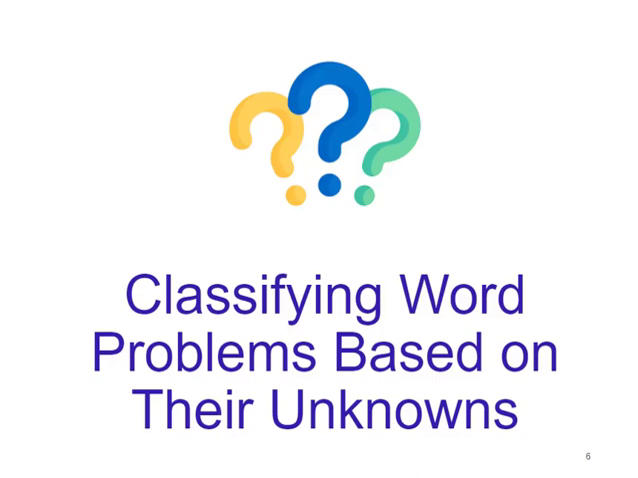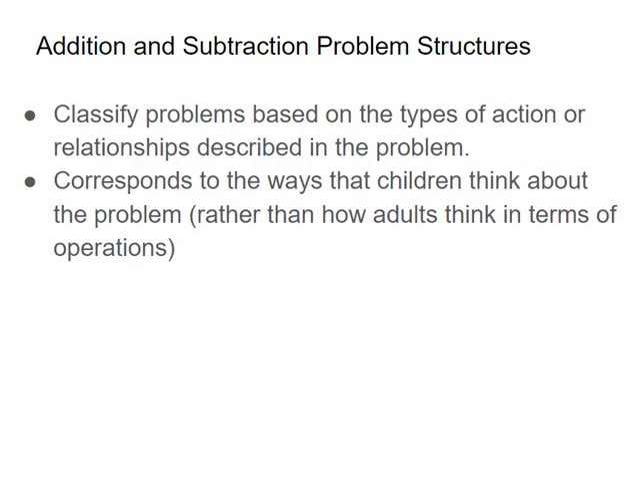This week we'll be focusing on classifying word problems based on their unknowns. Last week we learned that addition and subtraction problems are classified based on the types of actions or relationships described in the problem. We also learned that these problem types correspond with the ways that children think about the problem rather than how adults think in terms of operations.